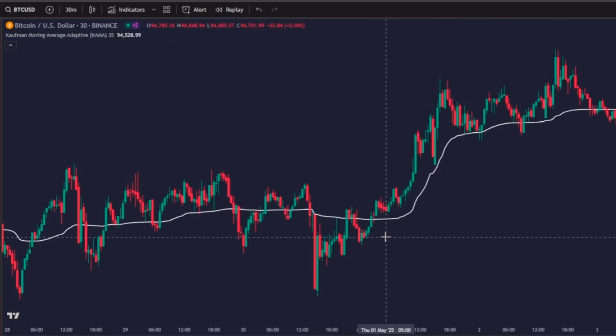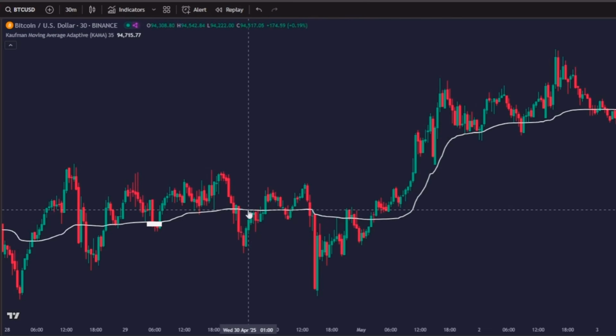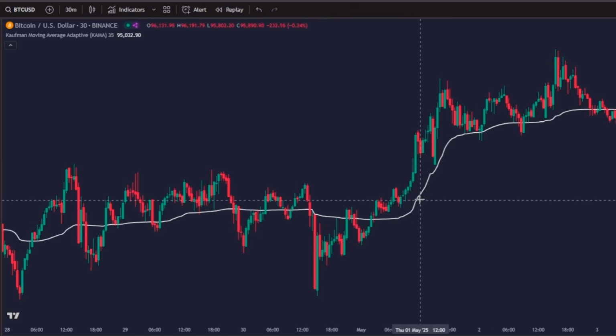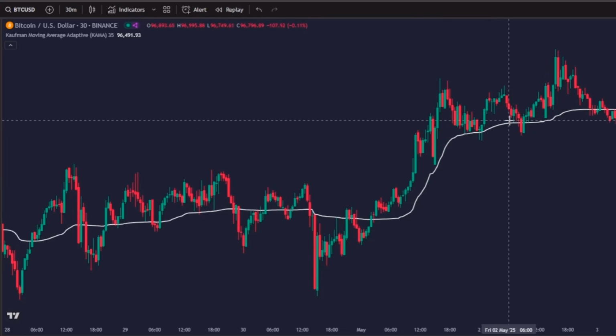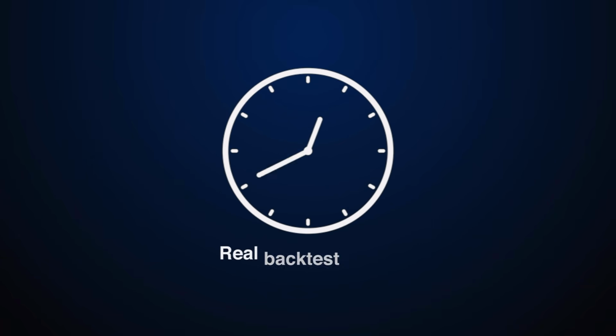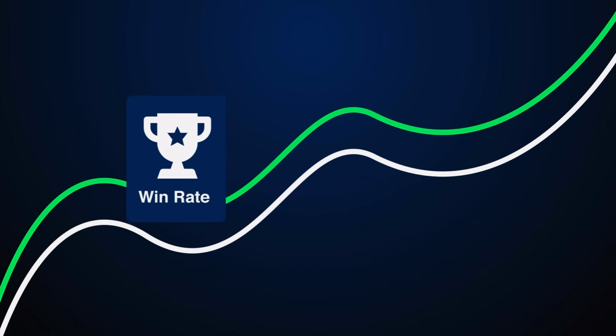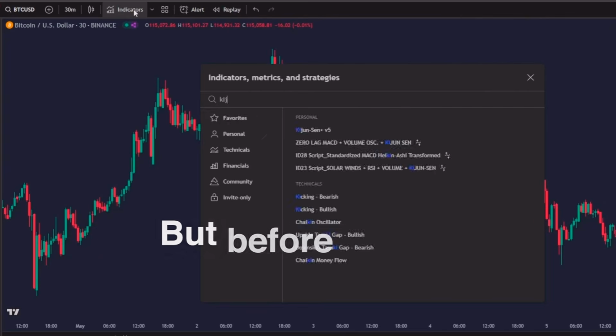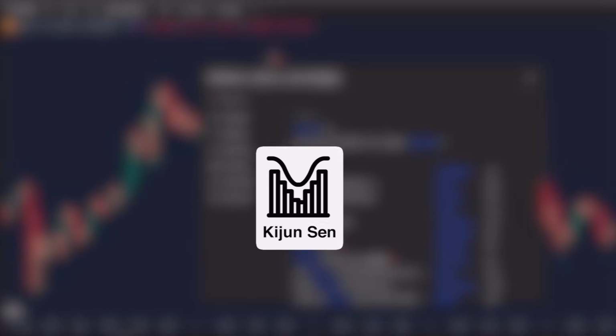testing phase. Pay close attention to how it stays flat during this sideways range and then smoothly follows the breakout without overshooting it. In a few minutes, I will show you the real backtest results for this moving average, including win rate and profit. But before that, let's move on to the top 2, the Kijun Sen.